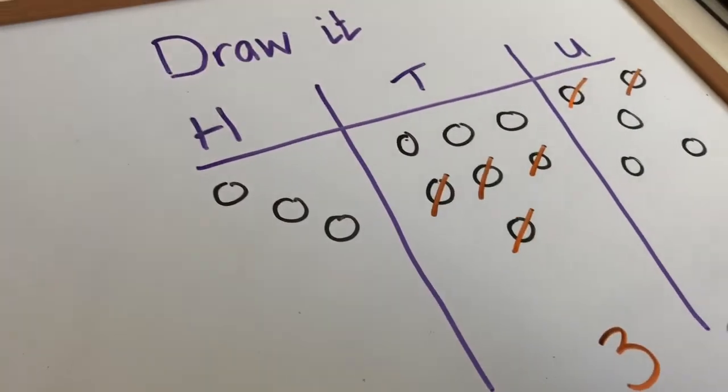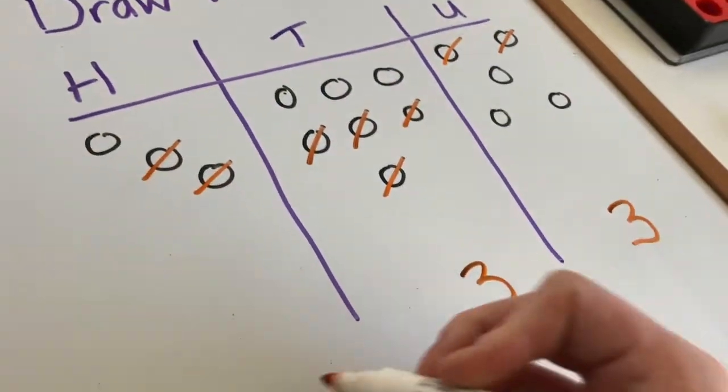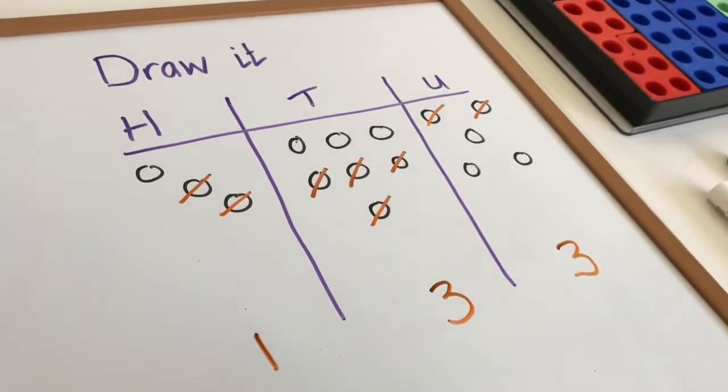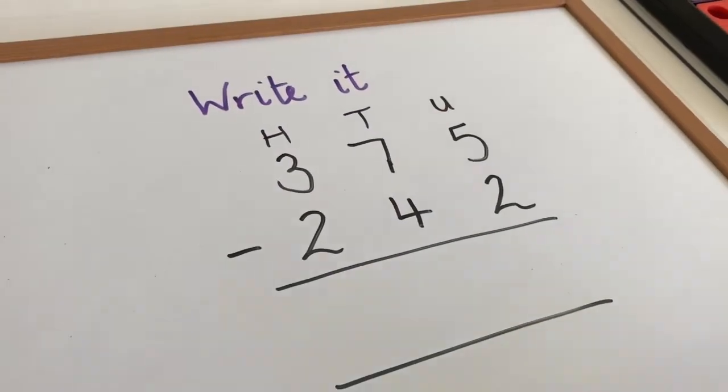And then finally, I've got 2 hundreds to take away. 1, 2, which leaves me with 1. Again, you can see the answer is 133. Finally, we're going to write the answer.